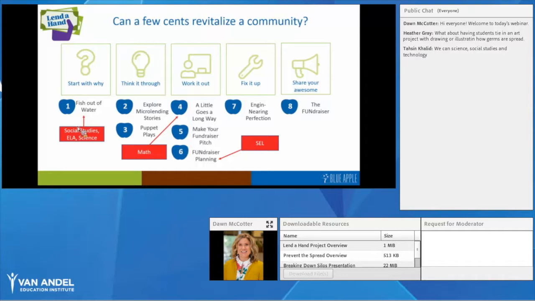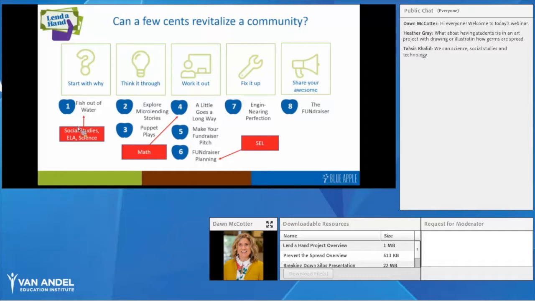And they decide, okay, which entrepreneur do we want to support? And then they decide to create the fundraiser for that. And they determine what's their fundraiser plan, and there's a lot of collaboration, a lot of negotiated meeting within groups and within the class. And they create a plan, and then they fix it up, and they deliver it, and they share their awesome. And that fundraiser is something that they do either just within their school, their community, or maybe they take it a step further.